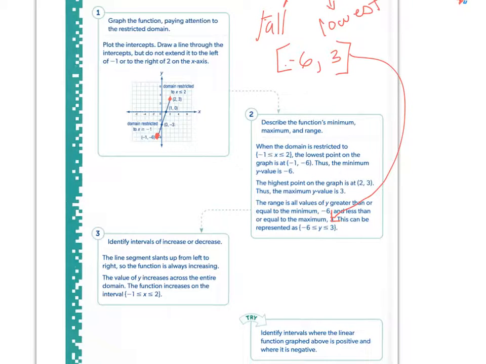Well, this function, if we read it like a book, left to right, is always increasing. So we start down here at -1, -6. This graph is always increasing, both in terms of x and y values, until it gets to the point 2, 3. So the question is basically, what interval is it increasing on?